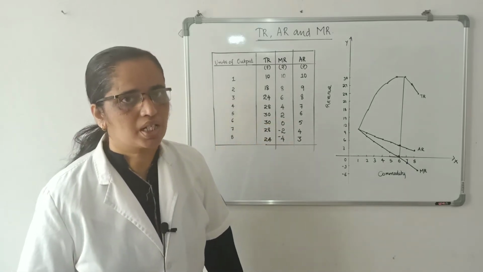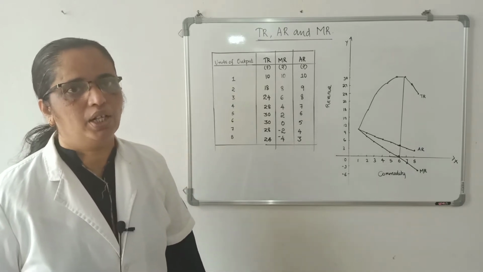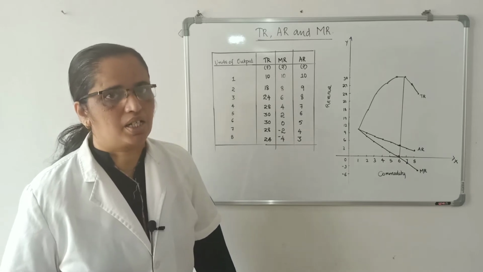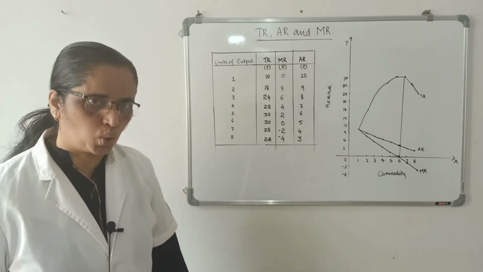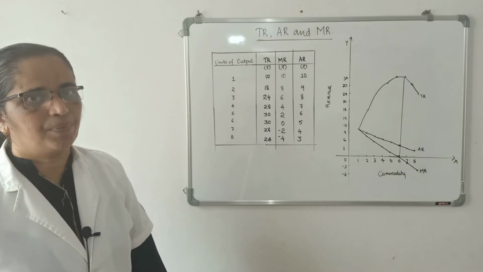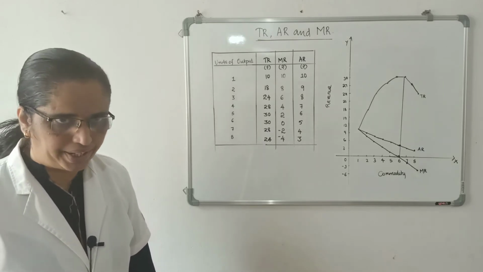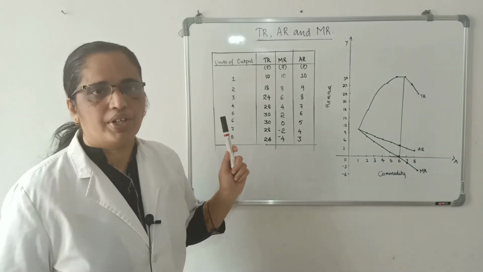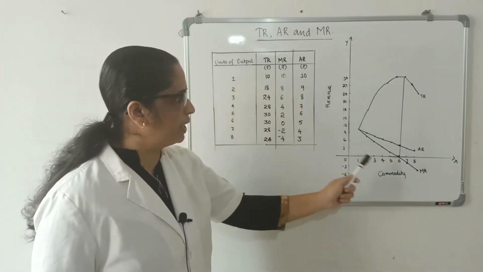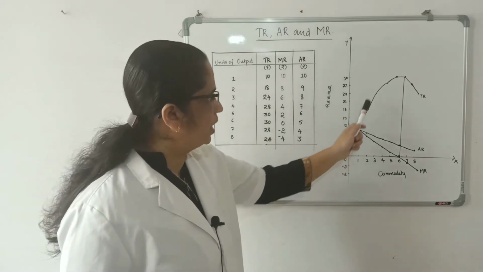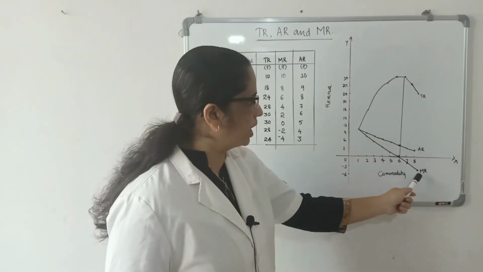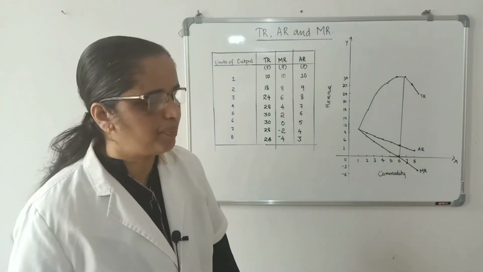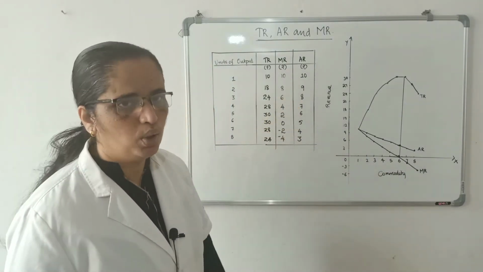Average revenue means total revenue divided by total output sold, or it is equal to price, price per unit of output sold. That is why we can write average revenue is equal to price. Now, if we represent this schedule geometrically, we will get TR, AR and MR curves. AR curve is also known as the price line, because AR is equal to price.